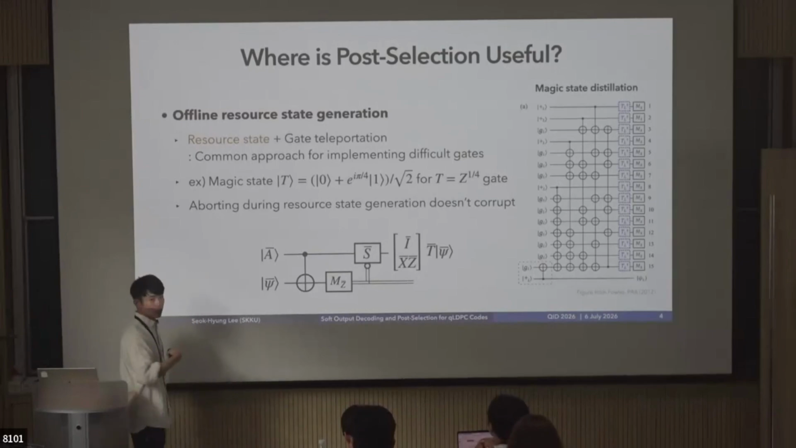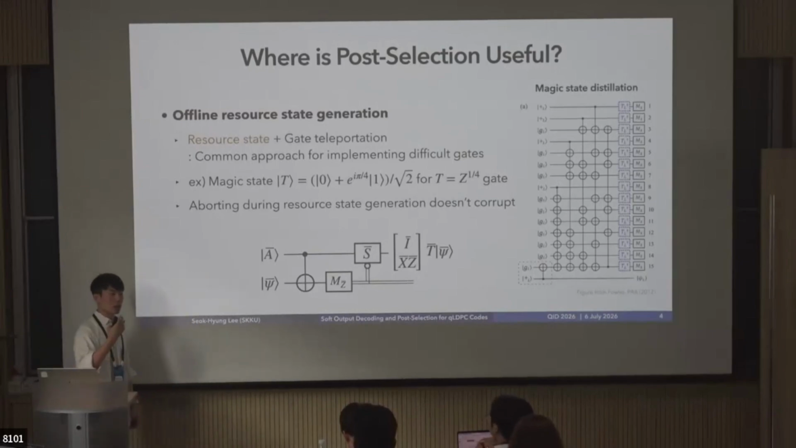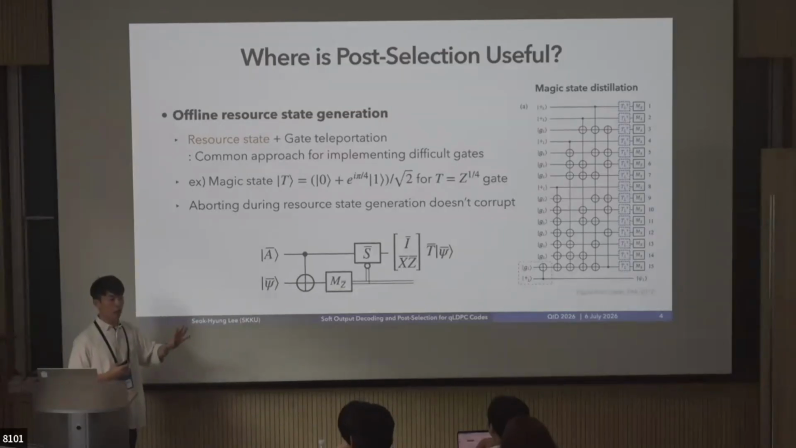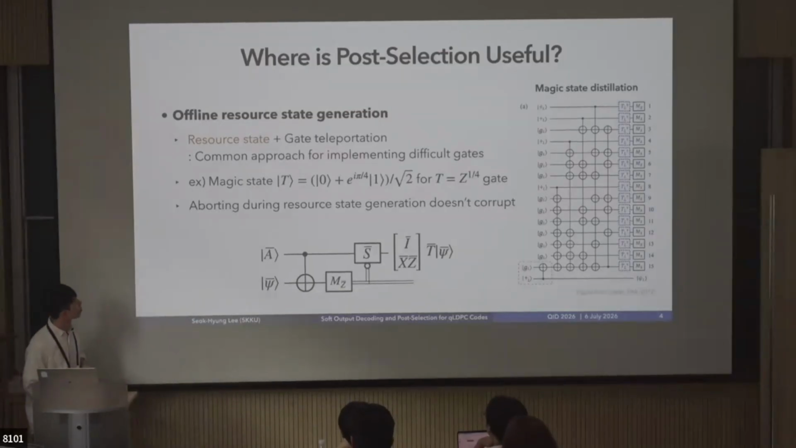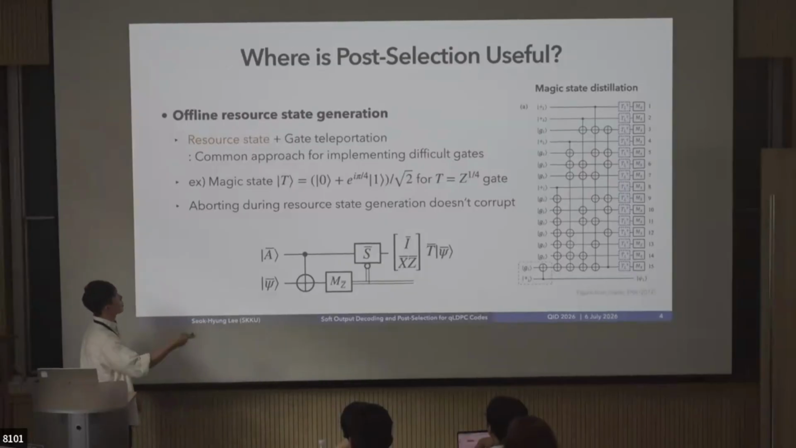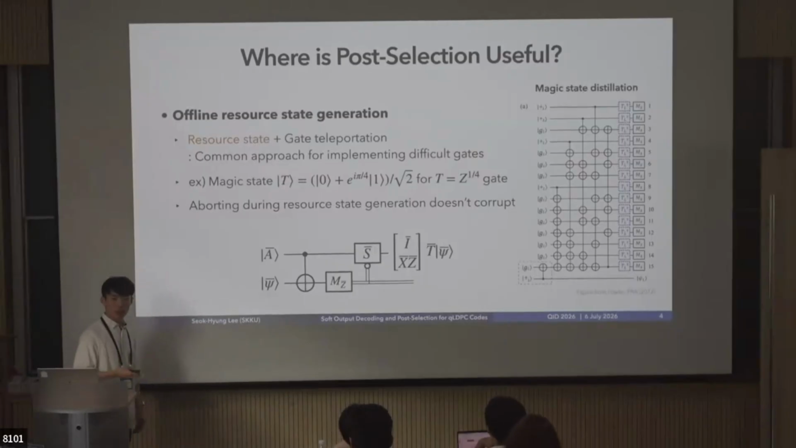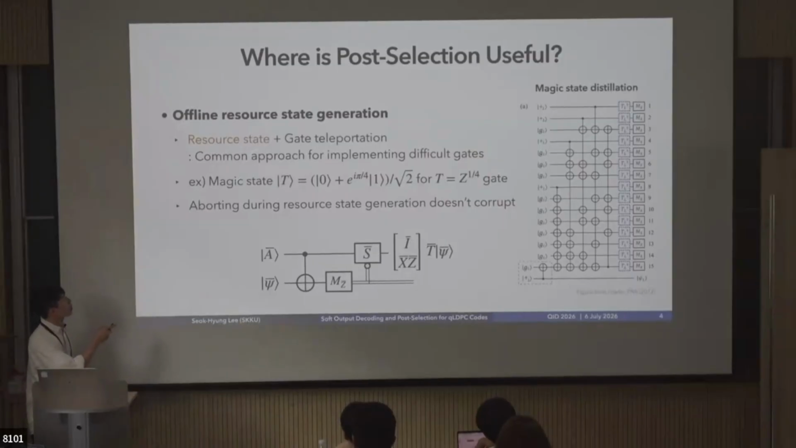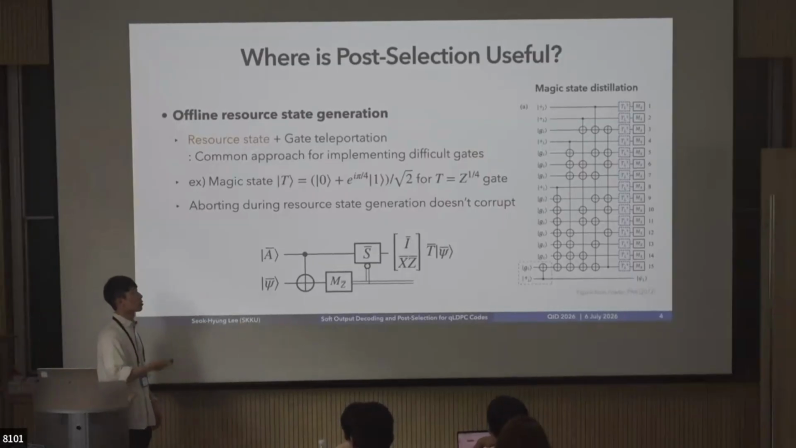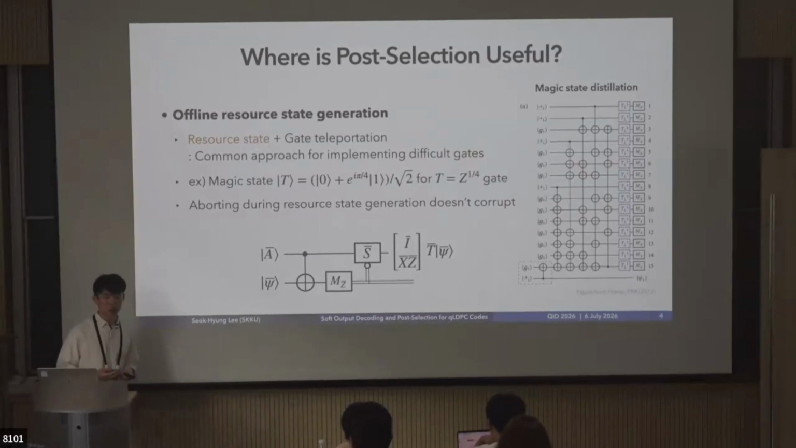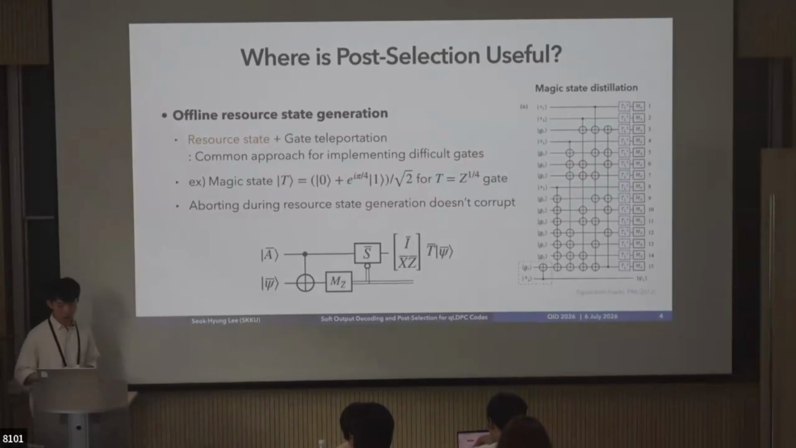But if we use this for resource state generation, even if it fails to create the resource state successfully, the failure doesn't affect the main computational circuit. Many processes in quantum computing utilize resource states, like the well-known magic state distillation, or in general magic state preparation circuits. By using resource states and additional techniques like gate teleportation, we can implement processes that are hard to implement in other ways, like non-Clifford gates.